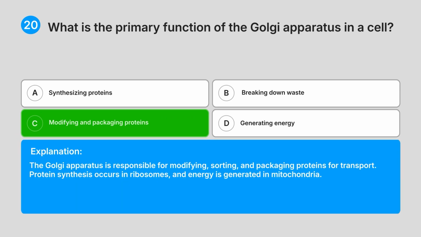Explanation. The Golgi apparatus is responsible for modifying, sorting, and packaging proteins for transport. Protein synthesis occurs in ribosomes, and energy is generated in mitochondria.